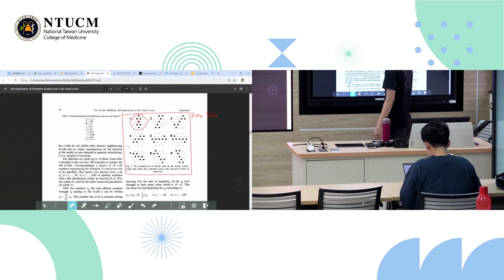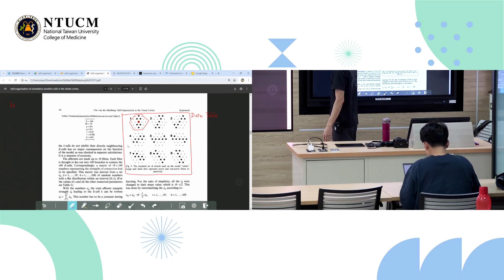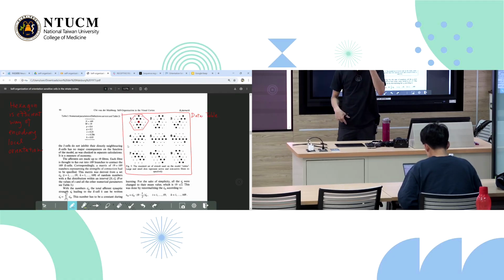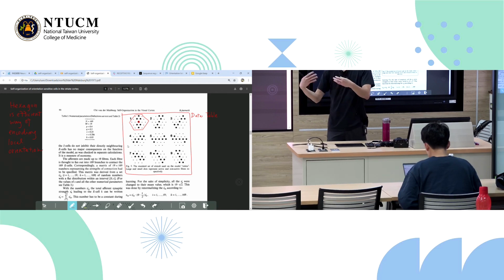He uses the hexagon. The hexagon is an efficient way of encoding local orientation. And this is what constitutes the data table. He uses this format to encode the data table in order to encode the orientation.